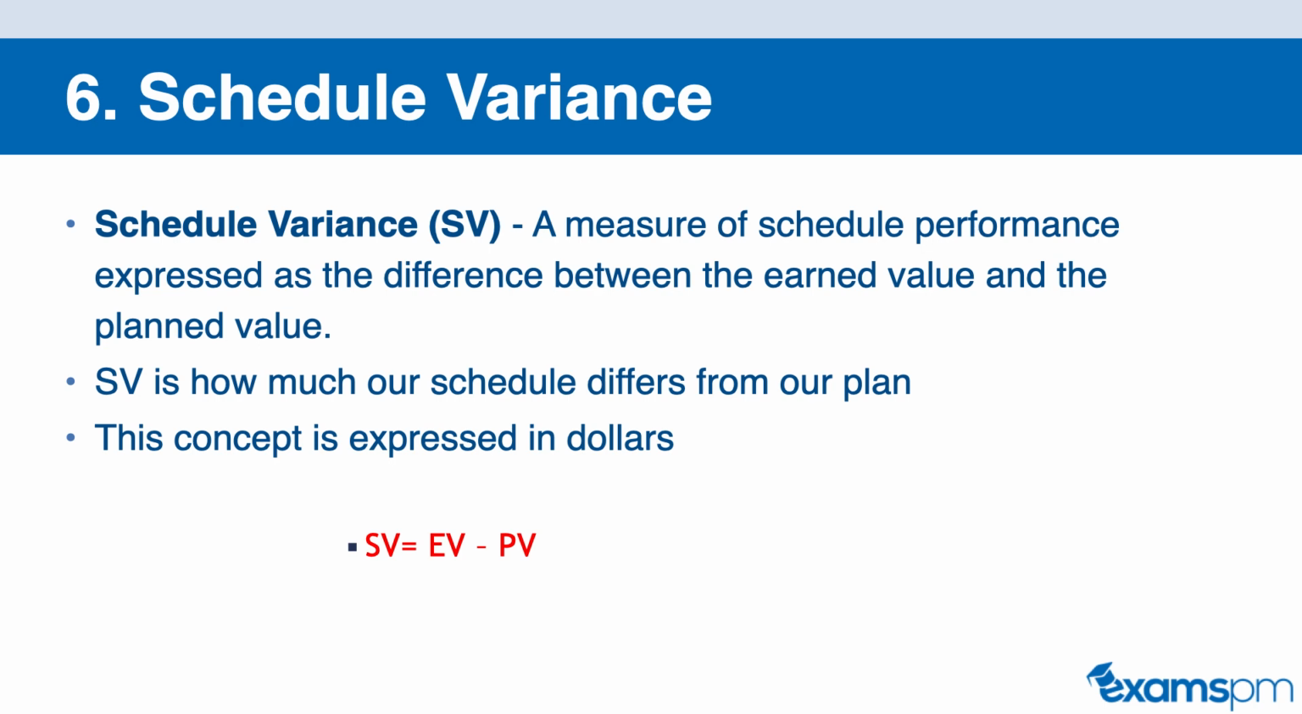So going back to our example, you may recall that in our previous example of windows installation, our earned value was 60,000 and our planned value was 75,000. And so in this case, we get a schedule variance of negative 15,000. So not only do you need to know the formula for calculating this, you will also need to know how to interpret this as well.